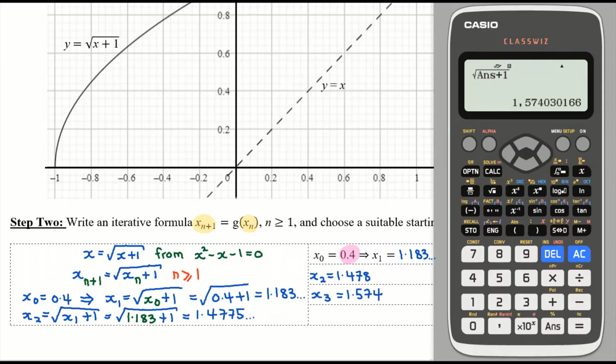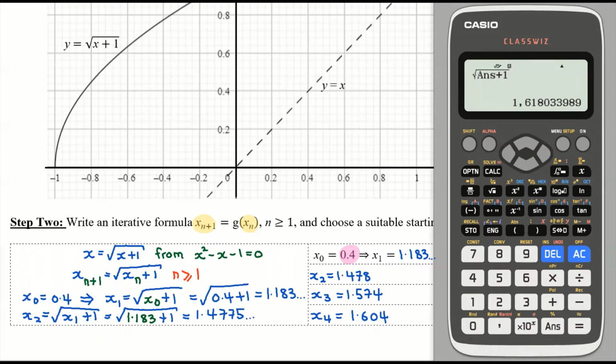Now let's do x4. Just press equals again. Just write that down. That's going to equal 1.604. And then you can just keep pressing and pressing. So I won't write any more down, but if you just keep pressing until the calculator... There we go. So we seem to have settled on 1.618033989. So that's as good as it's going to get on the calculator.